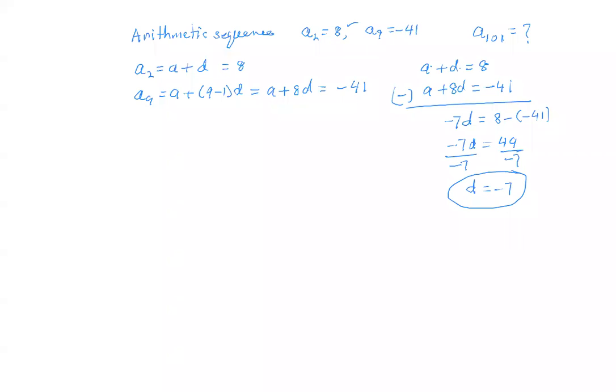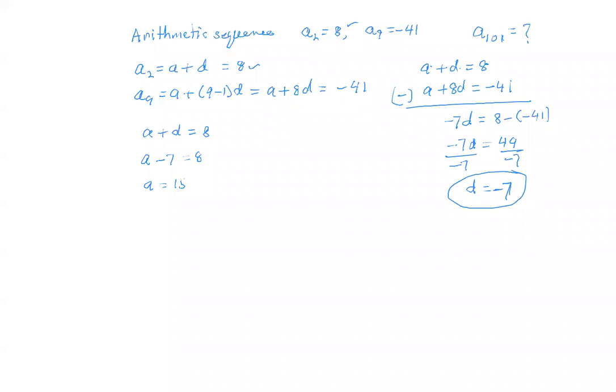All right. D is negative 7. If D is negative 7, then we need to find A. It's easy. A plus D is equal to 8, right? A plus D is equal to 8. A plus negative 7 is equal to 8, so A is equal to 15.